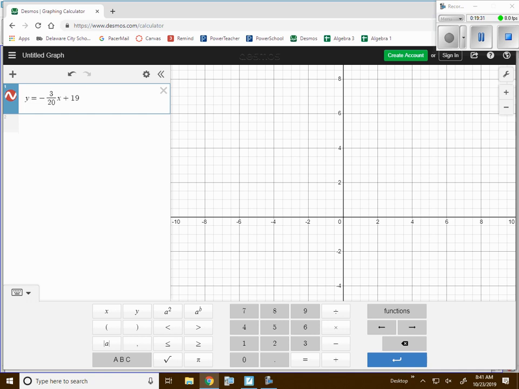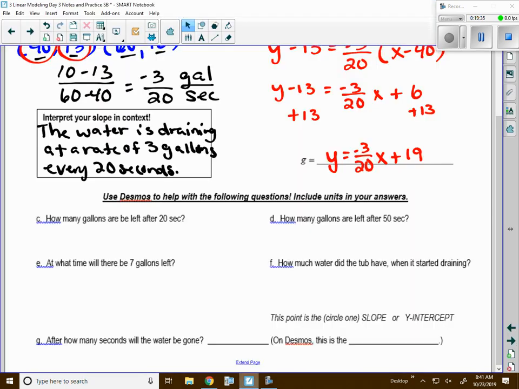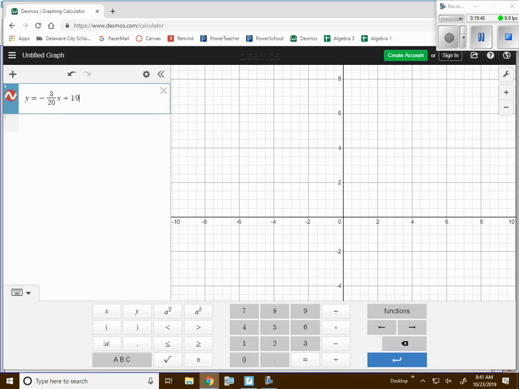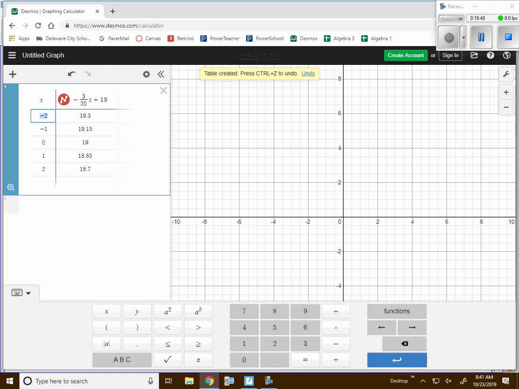All right, now we don't see our graph. We'll probably end up using a table as my guess, but let's look at our question. How many gallons are supposed to be left after 20 seconds? Okay, we're going to add our table. I want to know when there's 20 seconds how many gallons are left, so I'm going to put 20 in the bottom of my table. It shows me 16. So instead of plugging all of these in by hand, Desmos is really, really quick.